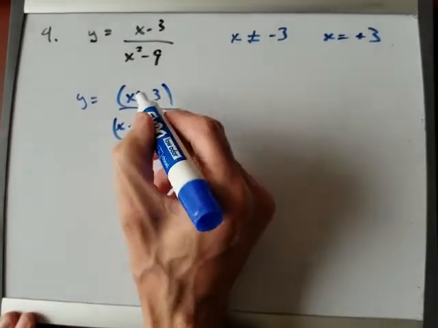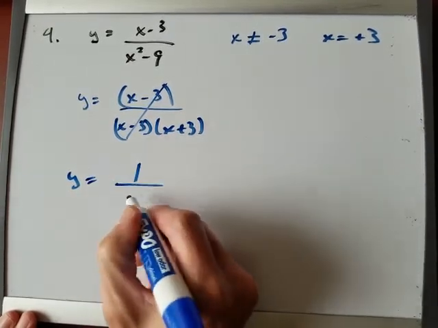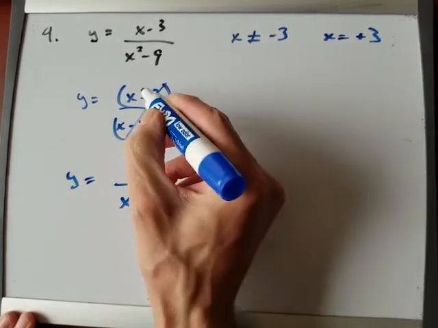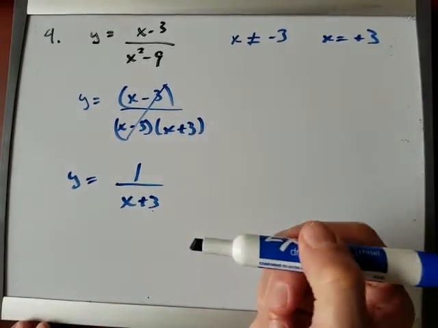And here's what happens. These 2 cross out. So what would you be left with? Just a 1 over top of x plus 3. Anything divided by itself is 1. The 1 keeps your place. It reminds us the x plus 3 is in the denominator.